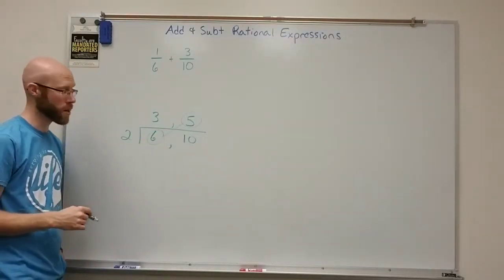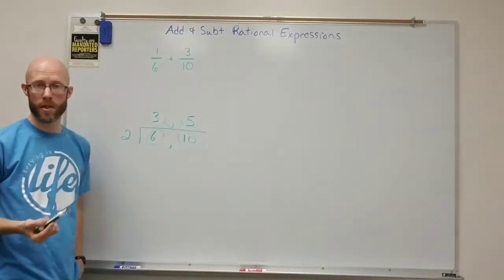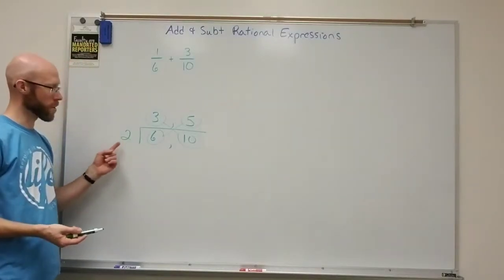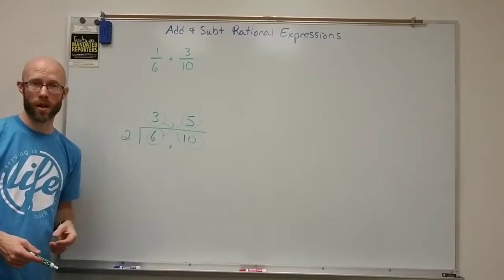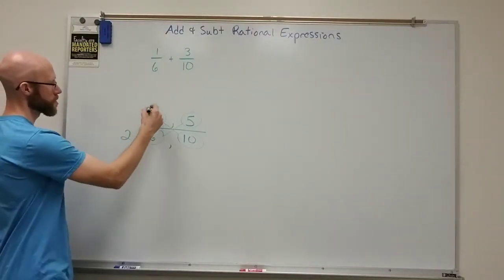5 times 6 is 30. Or the top left number by the bottom right number. 3 times 10 is also 30. Or an alternate method is to take all the numbers on the outside. The 2 times 3 times 5 will also give you 30. Okay, so lots of different ways it shows up here. So 30 is the LCD.